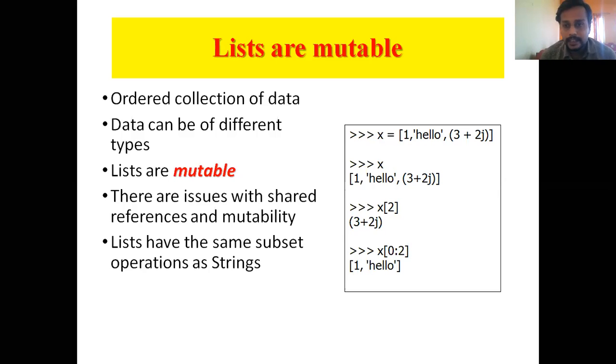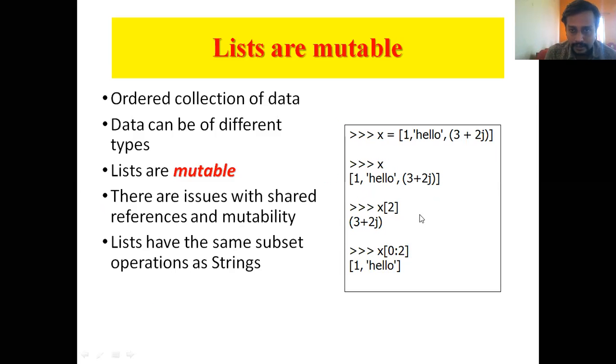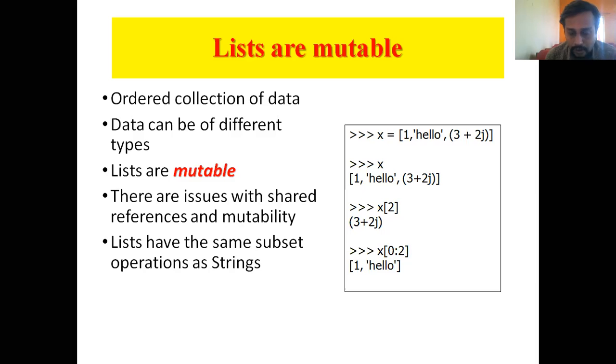A single list can contain another list. As we have taken in this example, the third element is a list containing another list. In the same way we added here 1, hello, integer, string, and another list. It may also be called a subset. Subsets are certain operations of the string. If we enter x of 2, it is going to print the element at position 2. Positions are 0, 1, 2, so 3 plus 2j it will print.